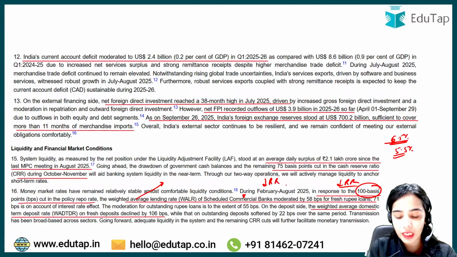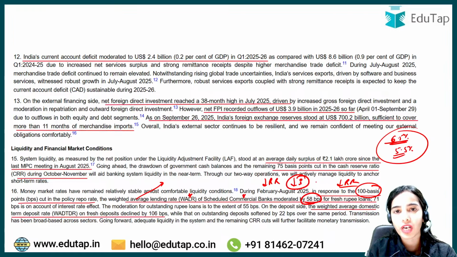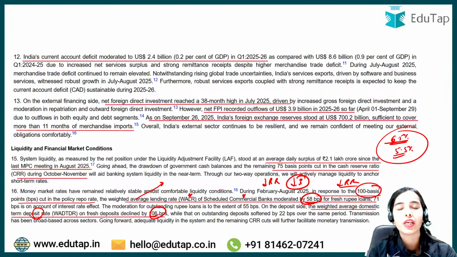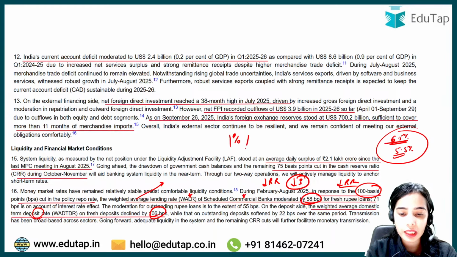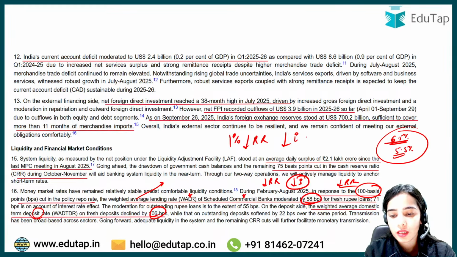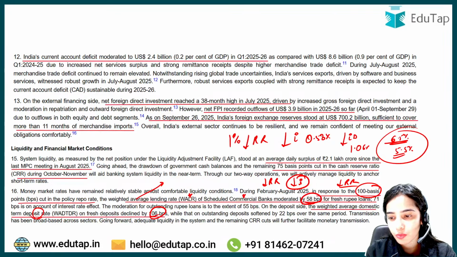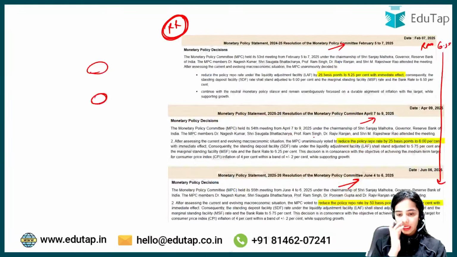So if the repo rate is decreasing, the interest rate for lending has also reduced by 58 basis points, that is by 0.58%, and the weighted average deposit rate has also decreased by 106 basis points, that is by 1.06%. So with a 1% decrease in repo rate, the weighted average lending rate has decreased by 0.58%, and the interest rate for deposits has decreased by 1.06%. Okay, so this is the idea.